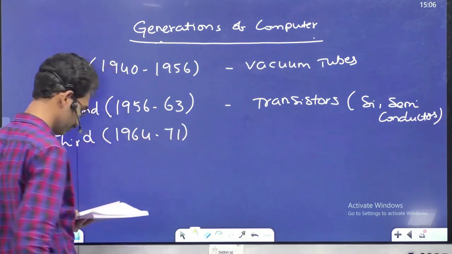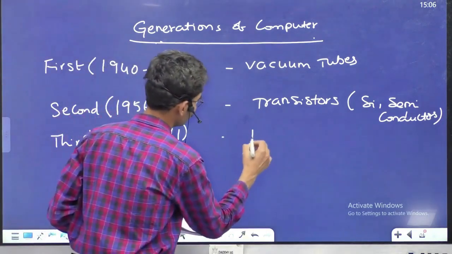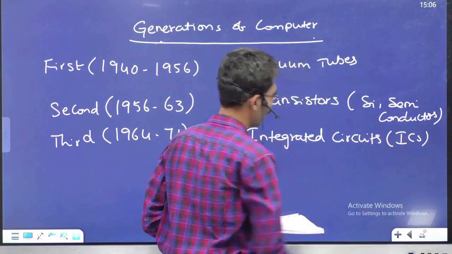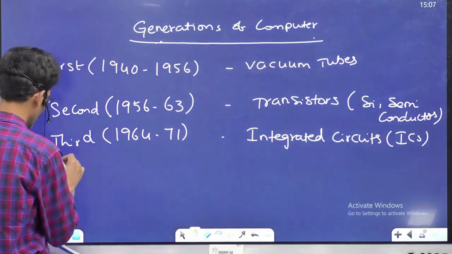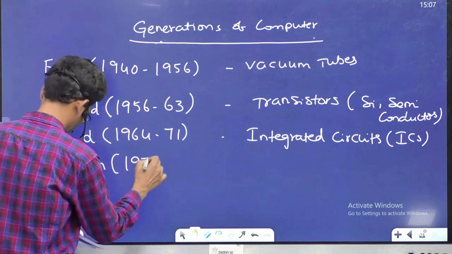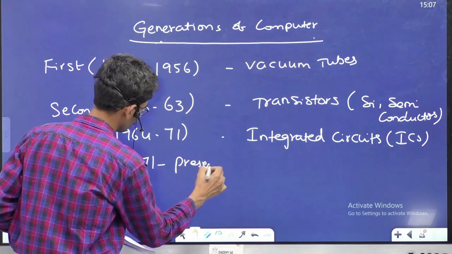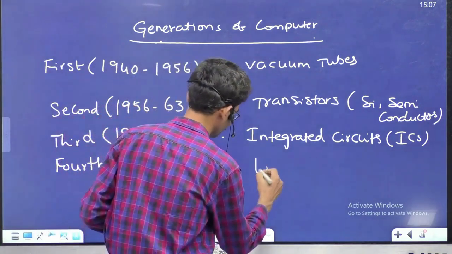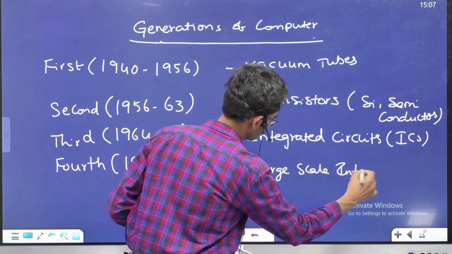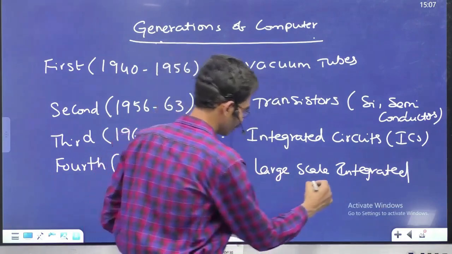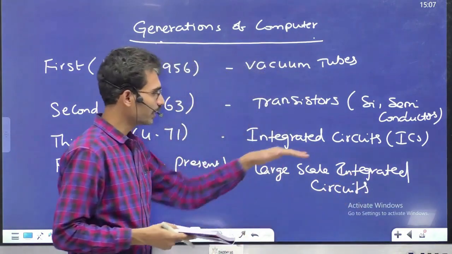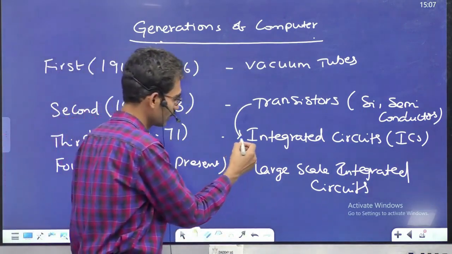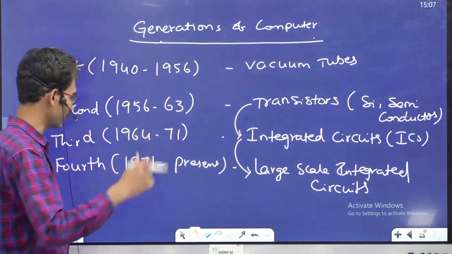Third generation, 1964 to 71, they are called integrated circuits, ICs. Fourth generation, 1971 to present, continuing, large scale integrated. These integrated circuits are developed from transistors. The number of transistors increased enormously, and in very large scale integration it increased even further.